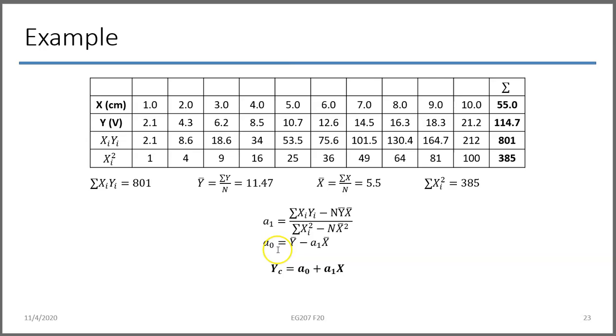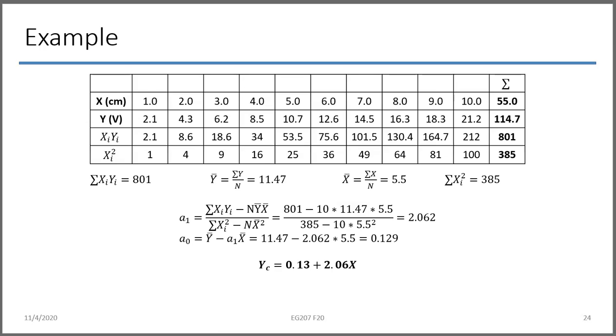So I can plug those into these two equations and calculate my A1 and my A0. And so here I take my 801, I subtract my 10 data points times my y bar, which is 11.47, times 5.5, which is my average x. Take the sum of my xi squared values, 385, and I subtract my n times x bar squared, so 10 times 5.5 squared. I get an A1 value, my slope value of 2.06. And then I take y bar minus my A1 value that I just calculated, multiplied by x bar, and I get 0.129 as my y-intercept.